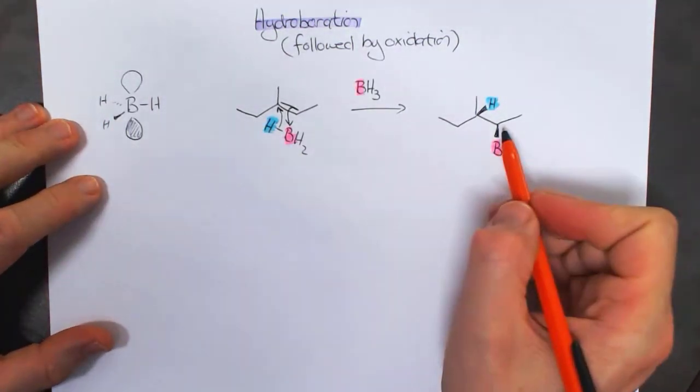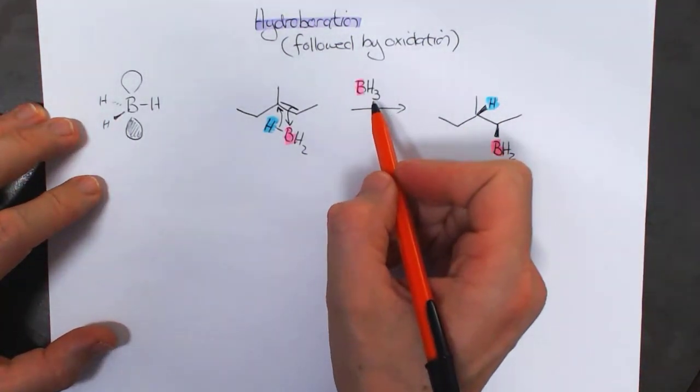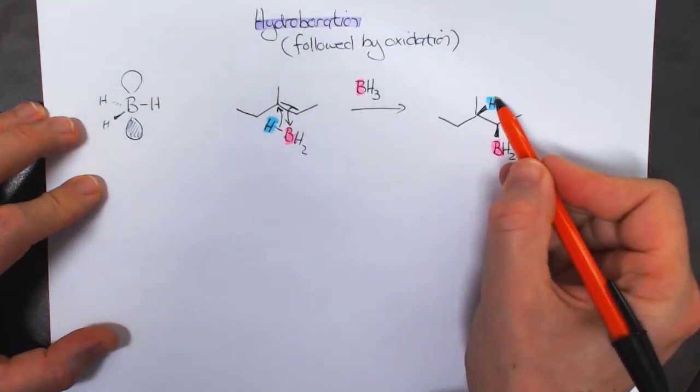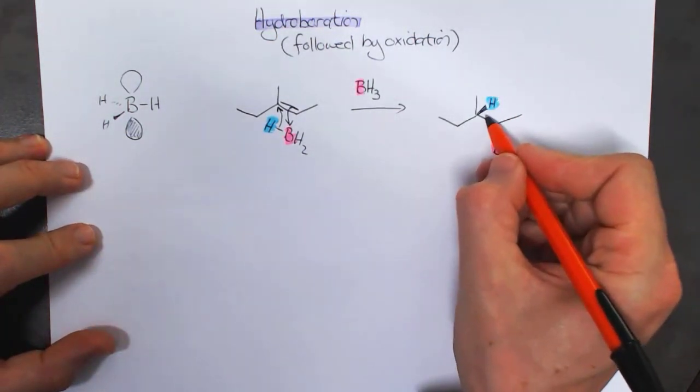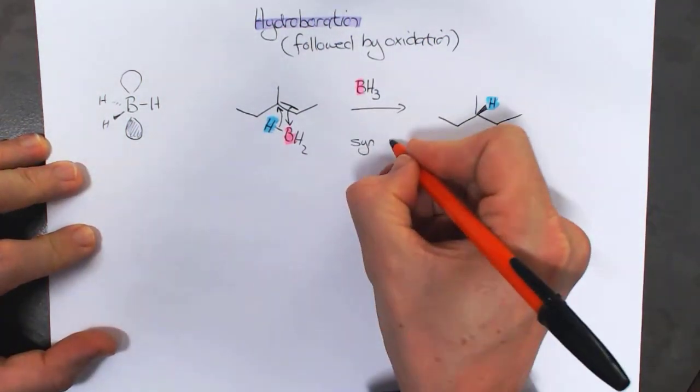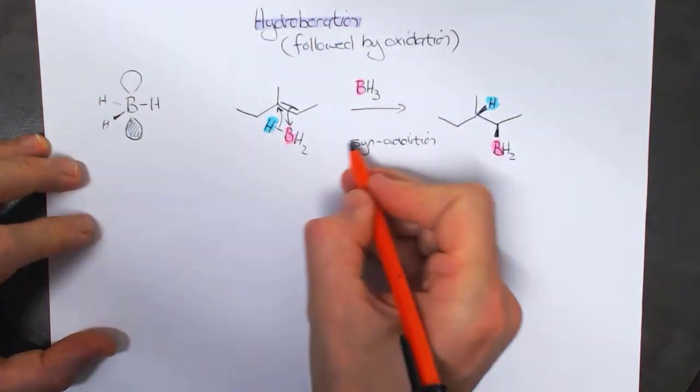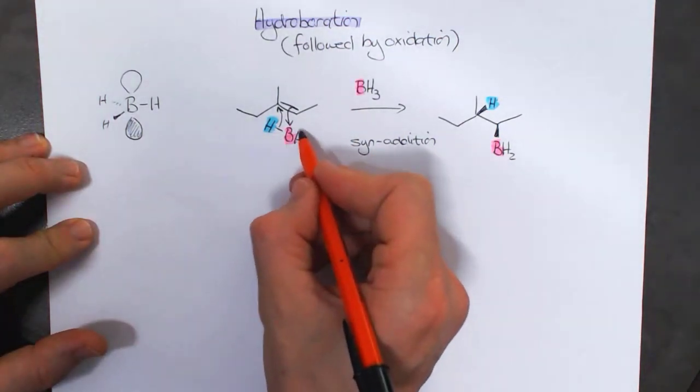Okay, so this is the hydroboration reaction. We've put a hydrogen and a boron over the double bond. Notice that it's a syn addition. We've added them at the same time, so this is on the same face.